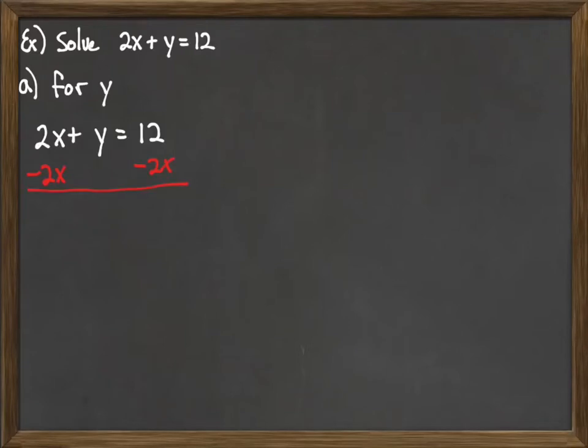Now here's where things take a different turn than what they would have done before in the other problems we've done. The 2x goes away, but on the other side we have 12 minus 2x. Those are not like terms, so you can't put those together. And so that's actually going to stay as the expression 12 minus 2x. And so now we have y equals, so we've solved it for y. The big difference is we're not getting a number answer, we're getting an answer involving an expression.